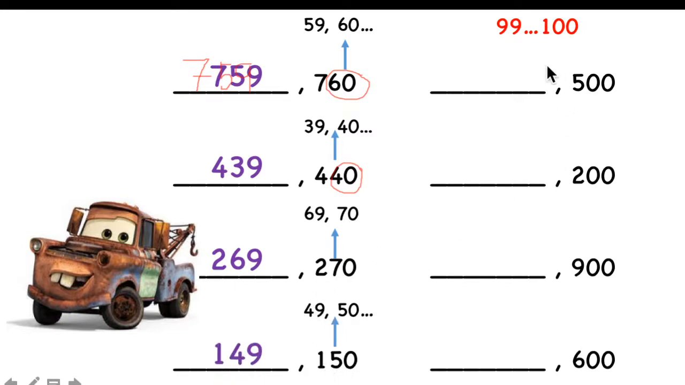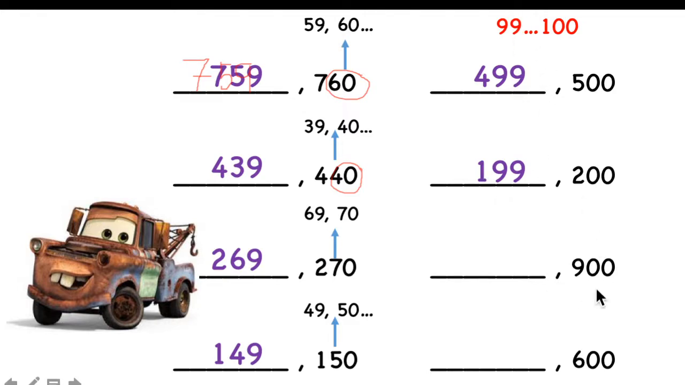If you have hundreds, before each hundred is 99. If you have 500 and you're going one number before the 500, you need to go the complete 100 down. So 500, take away 100, and then add 99. 500 minus 1 will be 499.